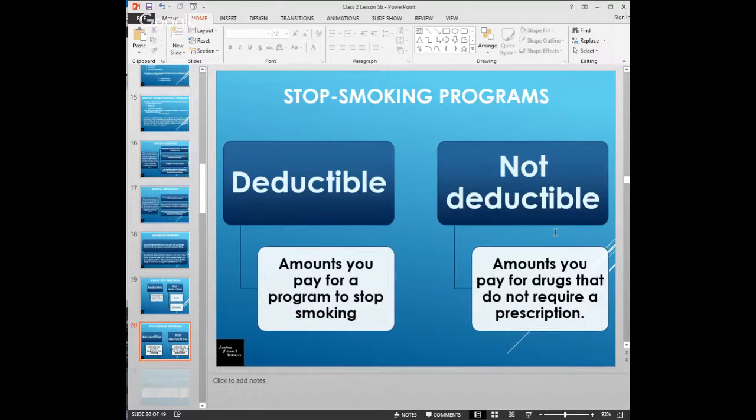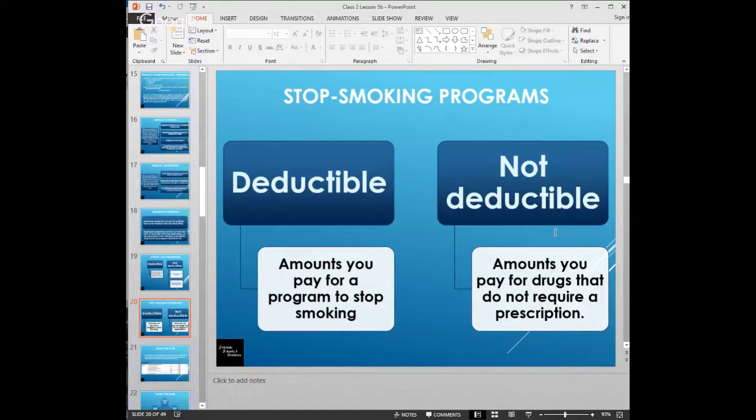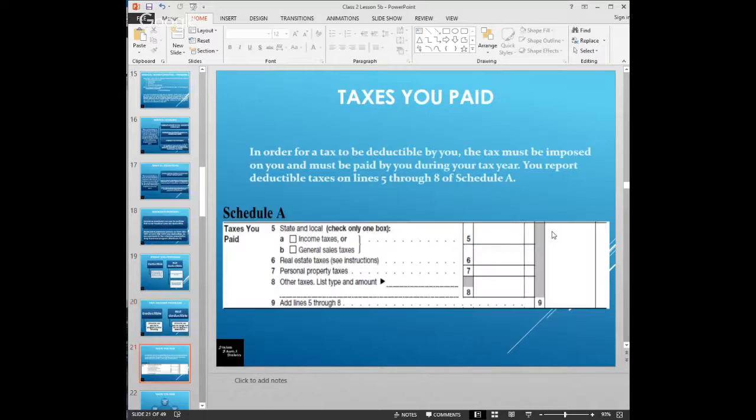Stop smoking programs are deductible for the amounts you paid for a program to stop smoking, and what's not deductible is what you pay for drugs that you do not require a prescription for. So if you're just getting over-the-counter nicotine gum or a patch, that would not be deductible. However, if you go to your doctor and ask for assistance and they either prescribe medications or put you into a program, then it would be deductible.